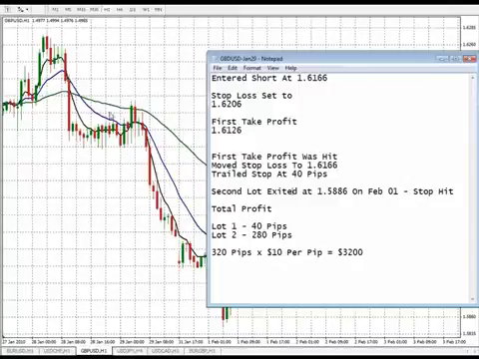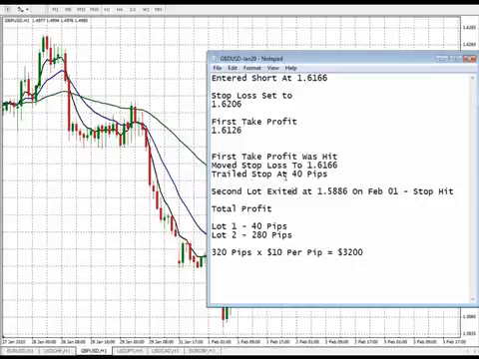So we entered short at 1.6166 after determining that we were in a downtrend. The price retraced. It touched the EMA 60, so we entered. Our stop loss was set to 1.6206, which is at about this point here. And our first take profit level was set to 1.6126, which is about here. The first take profit level was hit, and our first lot exited automatically. And we moved the stop loss to the break-even point at 1.6166.